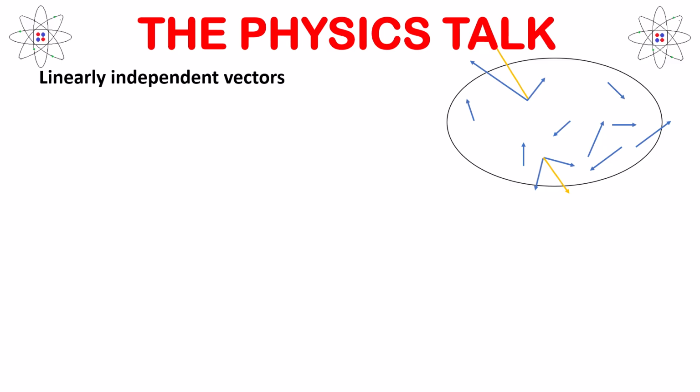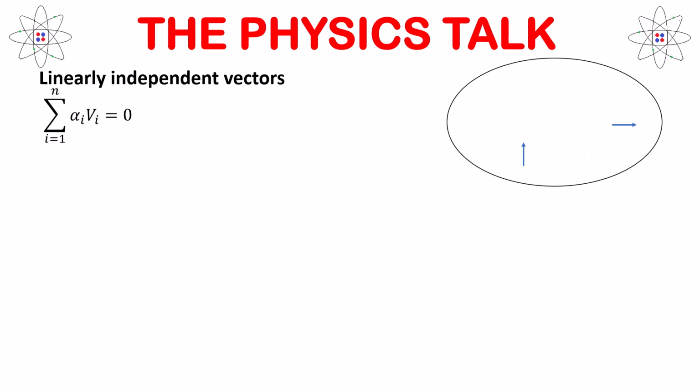Mathematically, this process can be written as this expression. In this way, one by one, the vectors can be eliminated. However, some vectors cannot be eliminated and will remain there. The only way to eliminate these remaining vectors is to set the value of the scalar alpha i as 0.